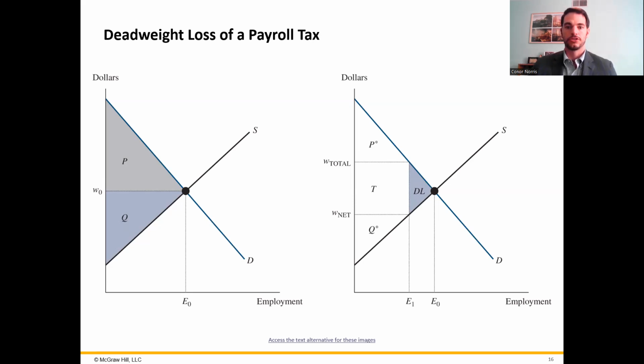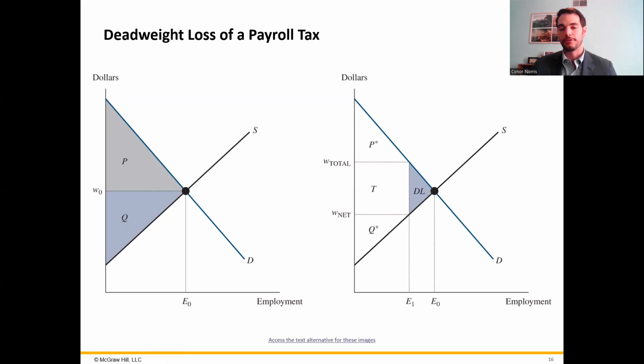Here, the figure on the left shows the labor market before the payroll tax. It's Pareto efficient, with the consumer and producer surplus being maximized, the employment at E0. But once the payroll tax is implemented, what happens? The wage that workers receive falls from W0 to W net. The worker's surplus falls from the area of Q to the area of Q star. We don't need any geometric formula to tell us that this is a smaller area than Q was on the left side. The firm's surplus also falls from P to P star after the total cost of employing a worker increases to W total. The area T here is the revenue that the government receives from the tax.